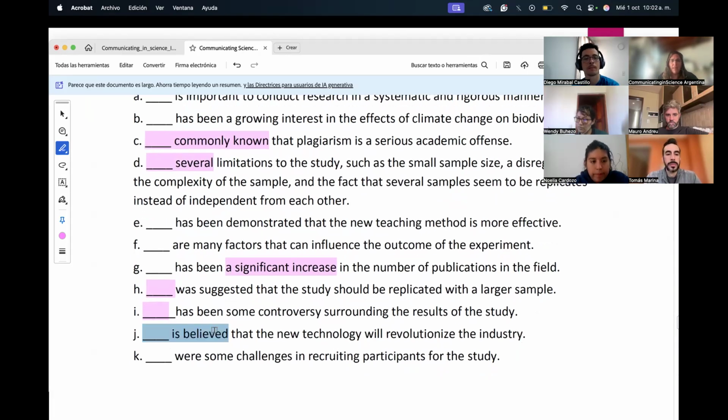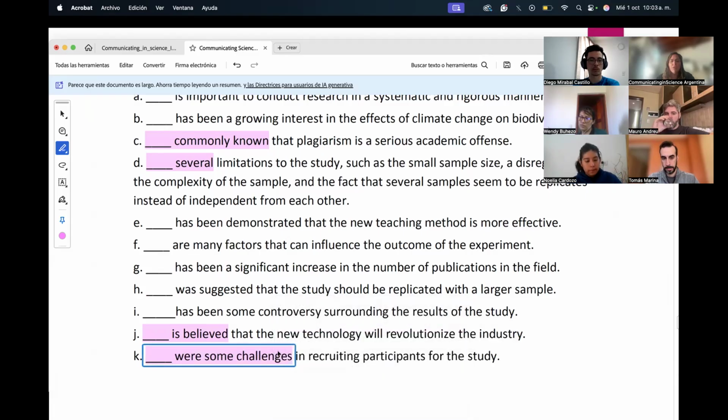Okay. And here, it is believed. Creído. Se cree. There is believed, or it is believed? It is. It is believed that something happens. I don't care what, but it is believed. And here, the last one: some challenges. Algunos desafíos. There were some challenges. Yes, there were some challenges.